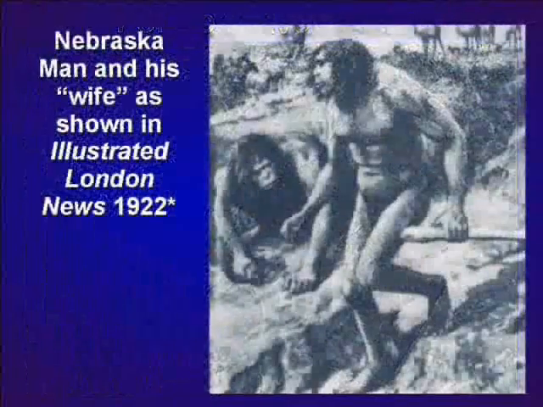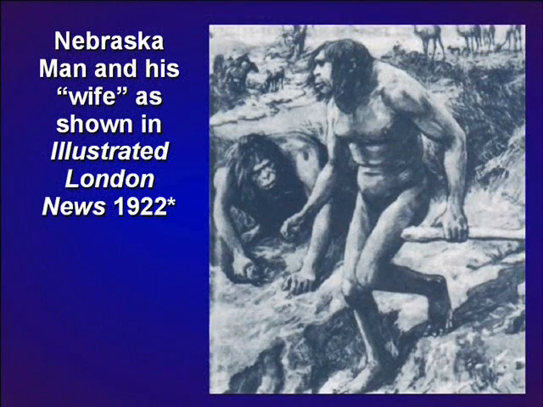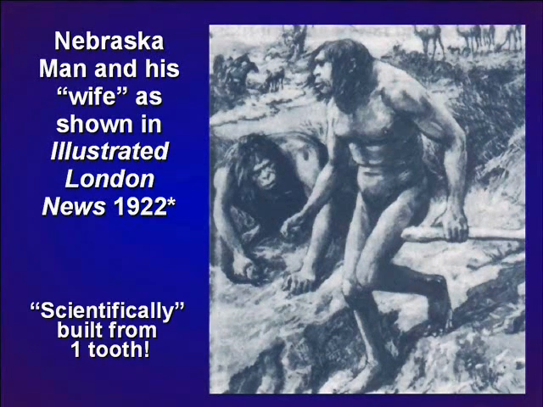Okay, this is Nebraska Man and his wife, shown in the Illustrated London News, 1922. Now, keep in mind, they scientifically built this guy from one tooth. I don't know how they got this guy with his wife from one tooth, but they did it. That's some good science there, I can tell you that.